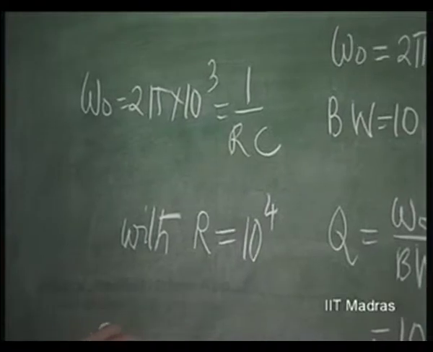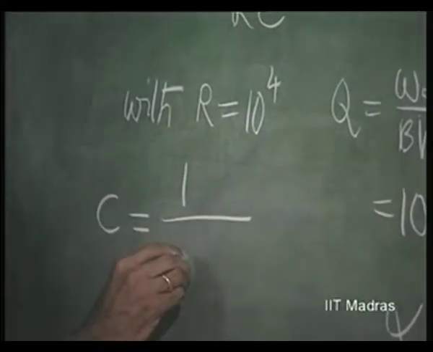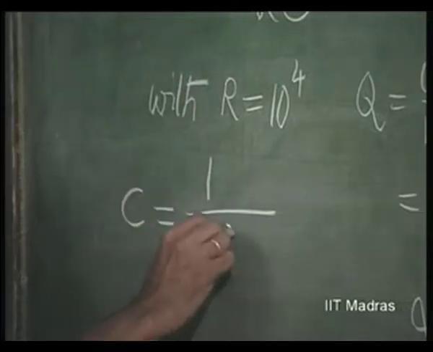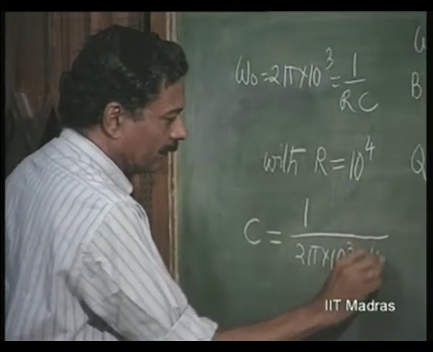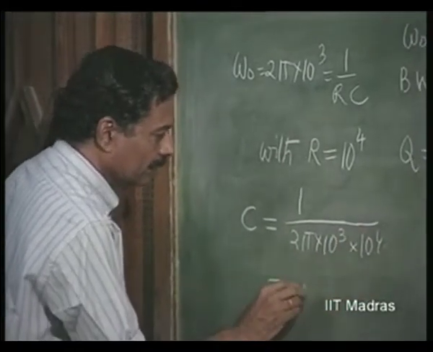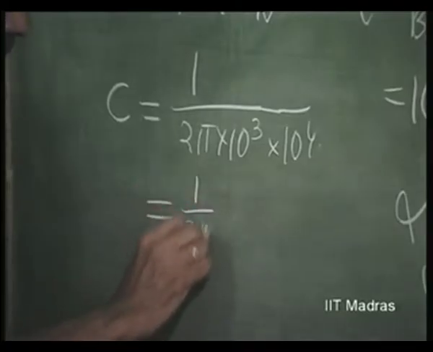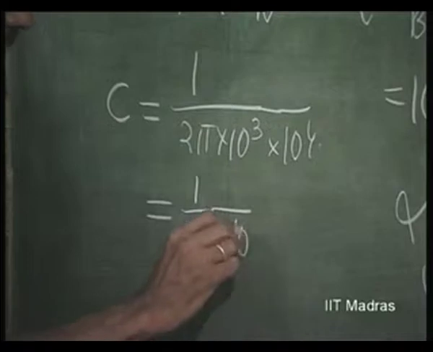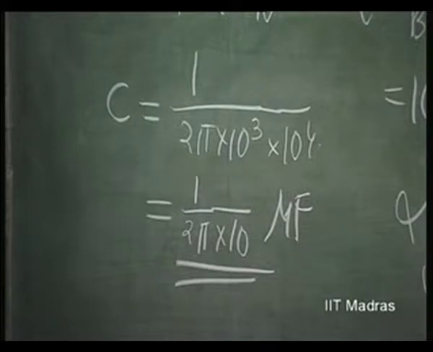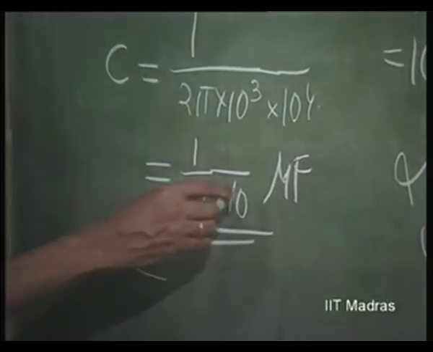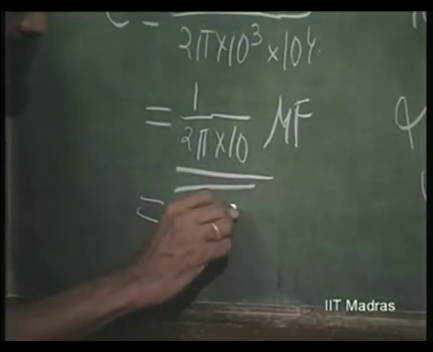So, what will be C? It is 1 over 2 pi into 10 to the power 3 into 10 to the power 4, or this is 1 over 2 pi into 10 microfarads. Okay. 15? No, this is 15 nanofarads.